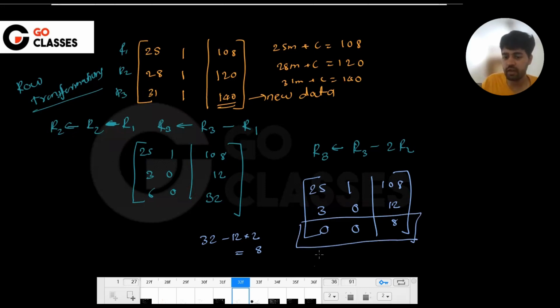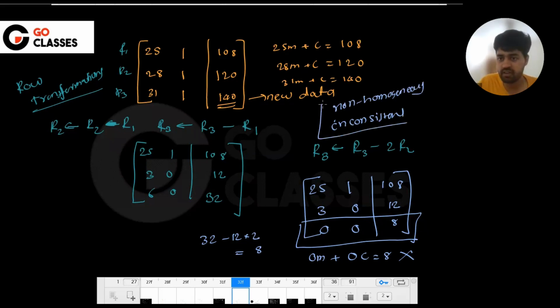If you convert this into an equation, it will be basically 0m plus 0c. Again, 0c is equal to 8, which is not correct, right? It has to be 0 here. Then only the system works. So this system is inconsistent. Again, this is the word that you will see in linear algebra. So this non-homogeneous system is inconsistent.